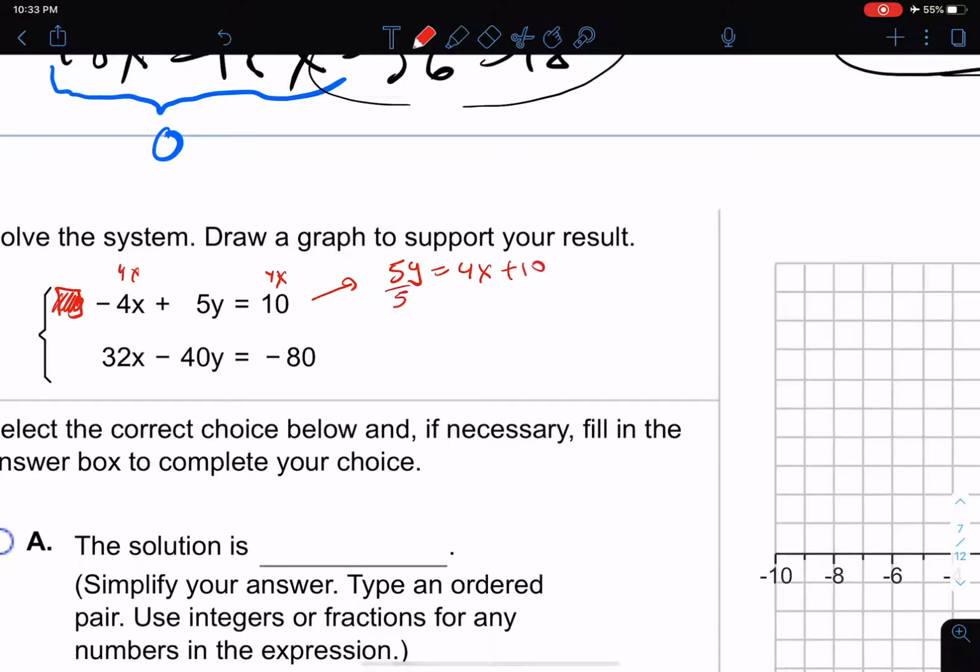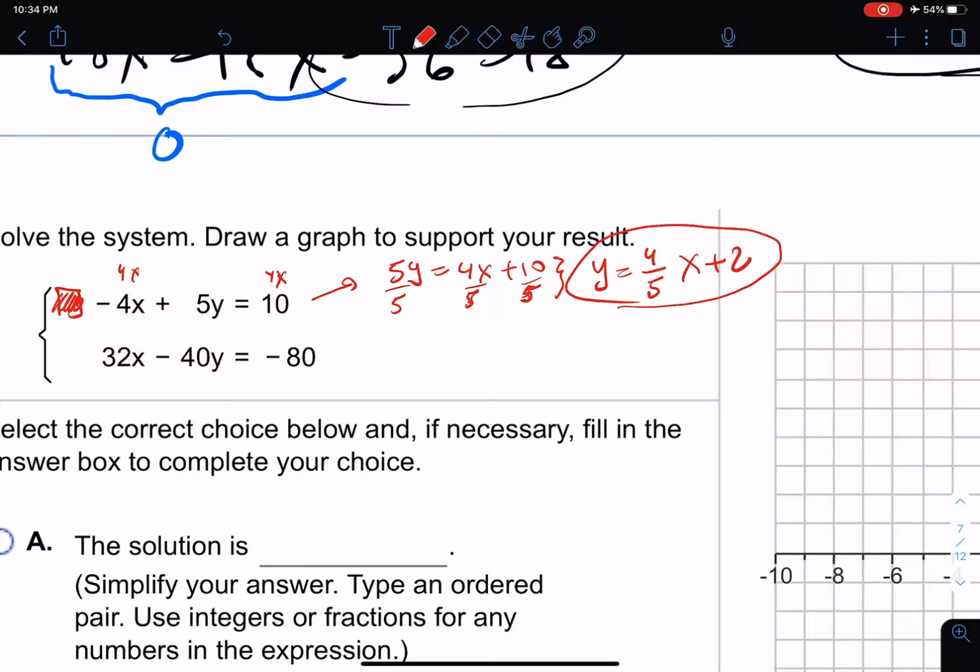Now I'm going to divide by 5 on each of the terms. That's going to give me y equals 4/5 x plus, 10 divided by 5 gives me 2. And I'm so dang sloppy here. Divide by 5. 10 divided by 5 is 2. Okay, so this is my first equation that I want to graph.